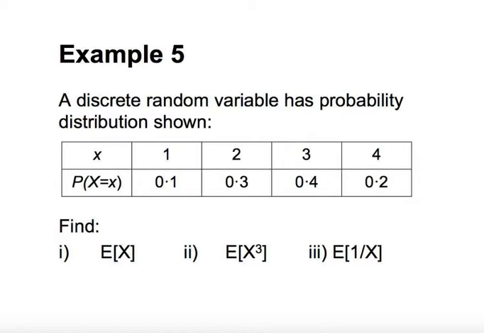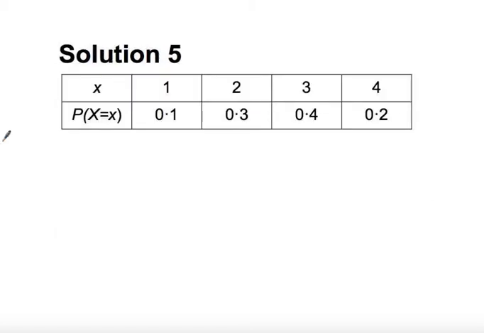Let's look at this example then. A discrete random variable x has a probability distribution shown. I want to find the expectation of x cubed, and the expectation of 1 over x. Let's start with the expectation of x then. Pretty standard really. 1 times 0.1 plus 2 times 0.3.